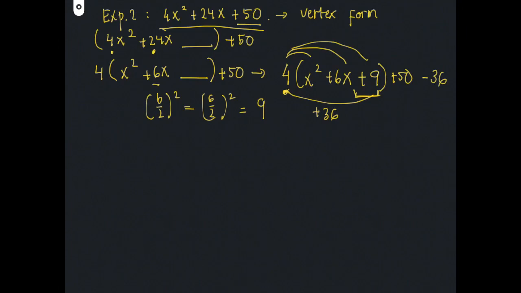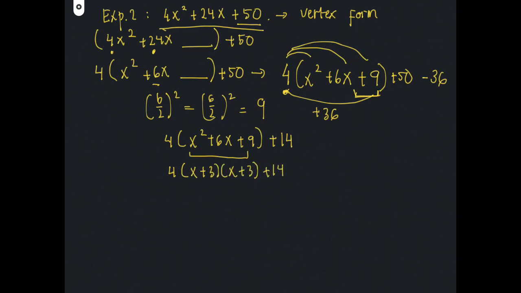Okay, so now from here it will look like this. 4 times (x squared plus 6x plus 9), plus 50 minus 36, which is positive 14. Again, we need to factor this. What are the factors of 9 that add up to 6? It's 3 and 3. So this will turn into 4 times (x plus 3) times (x plus 3) plus 14. Rewrite this. It will be 4(x plus 3) squared plus 14.